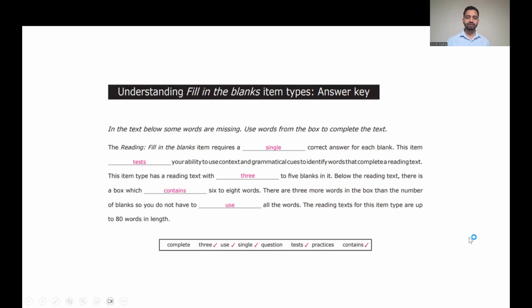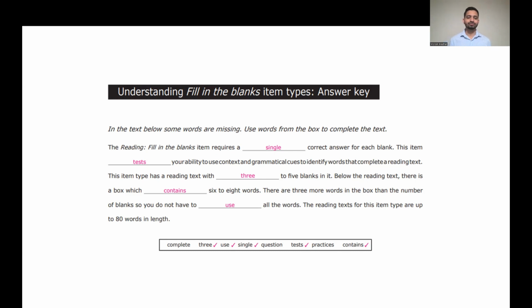Okay, so I'm going to show you the answers now, and we're going to read the text and really understand it. I want you to understand the topic as well, and what it says, because this is actually going to help you to know what this reading item type is. So the reading fill in the blanks item requires a single correct answer for each blank. Okay, that is one point that they give you.